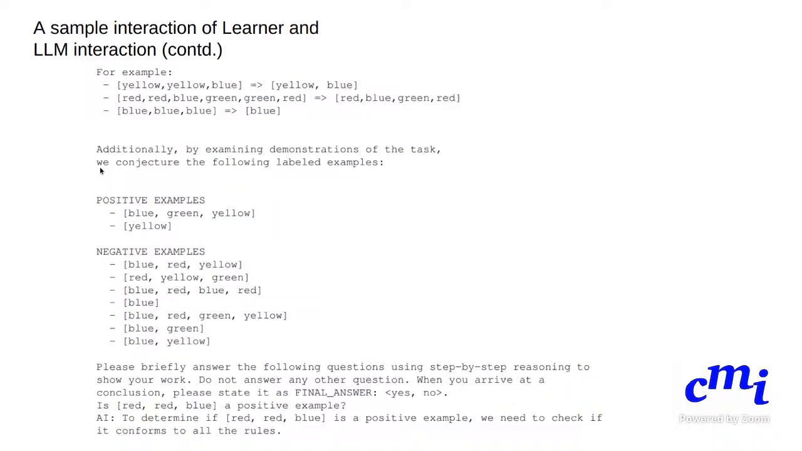And then these are the positive and these are the negative examples, and then it clearly gives the instruction on how to answer. It's like, please briefly answer the following question using step by step reasoning. So do not answer.